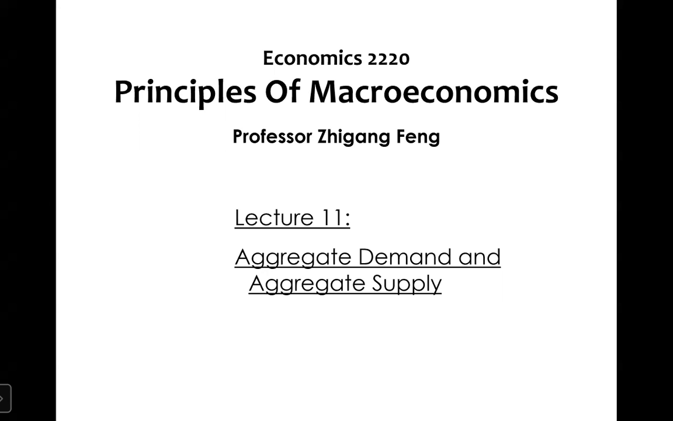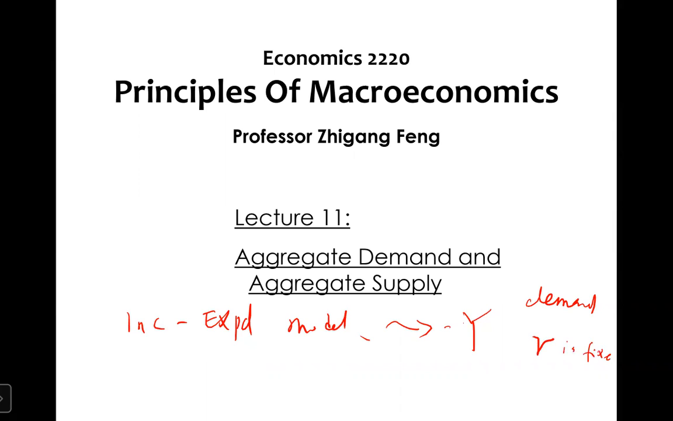All right, so in the previous lecture, what did we discuss? We discussed an income-expenditure model. This helps us understand the determination of Y, right? But as I just mentioned, we look at Y from the demand side, and we made a bunch of assumptions. Particularly, I want to emphasize that we assume price, essentially the interest rate, is fixed. Okay, so those are the assumptions we made.